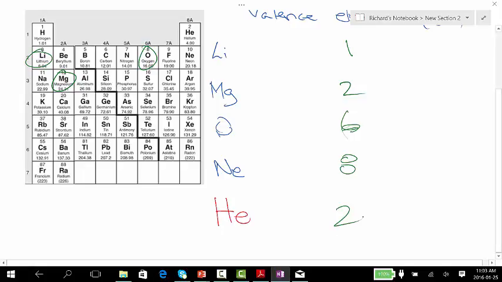That is because helium is in the first period of the periodic table. That first energy level only holds a maximum of 2 electrons. So helium will only have 2 valence electrons.